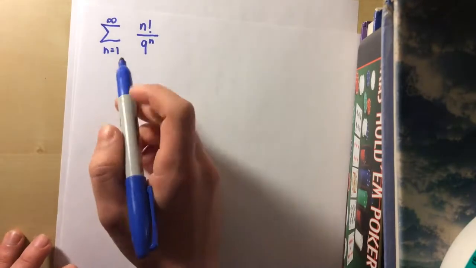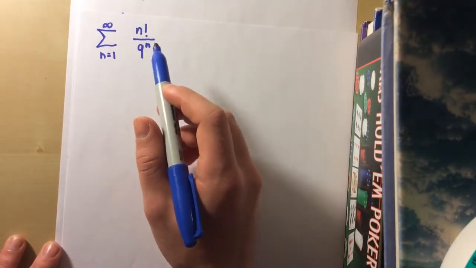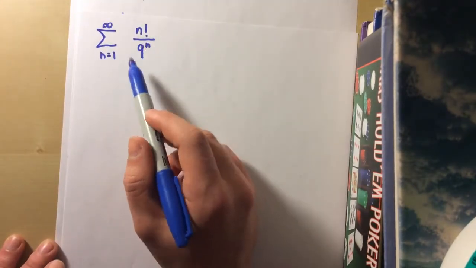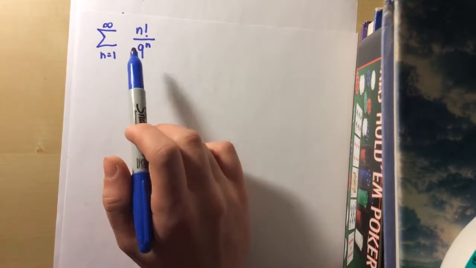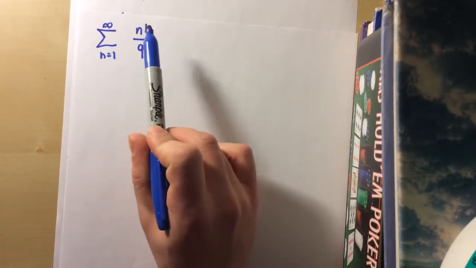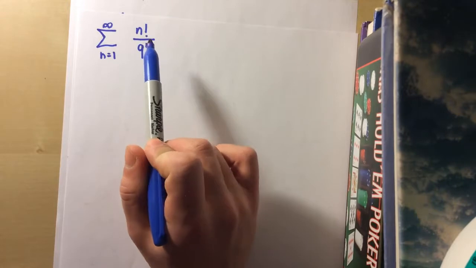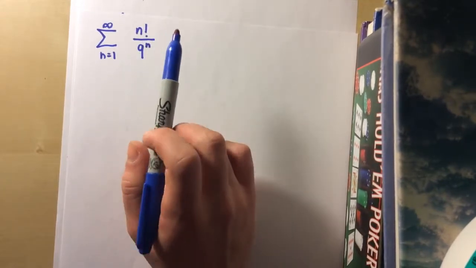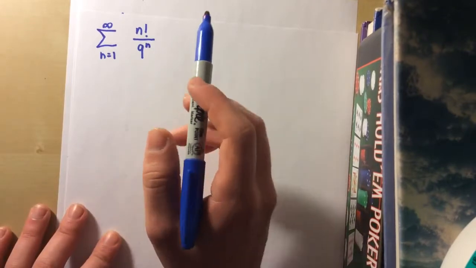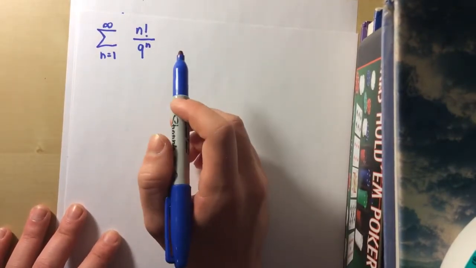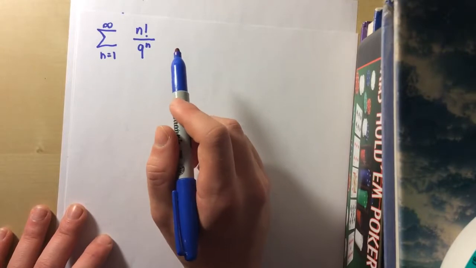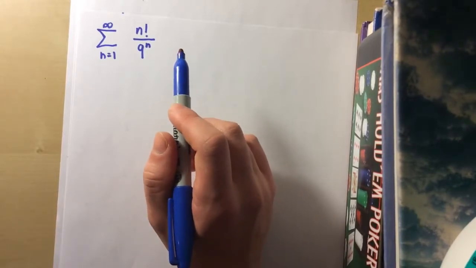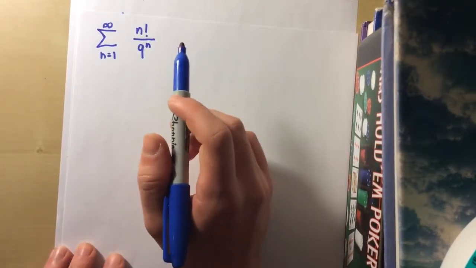So here we have our series, which is an infinite series from n equals 1 to infinity of n factorial over 9 to the n. In a lot of ratio test problems, you're going to be looking for factorials and exponents. If you see those, you should be thinking, maybe I should use the ratio test. So let's go ahead and do that. Remember, we're taking the limit as n approaches infinity of the a sub n plus 1 term divided by the a sub n term.